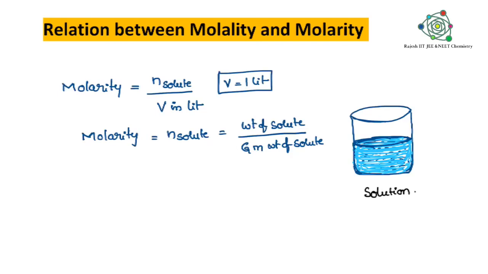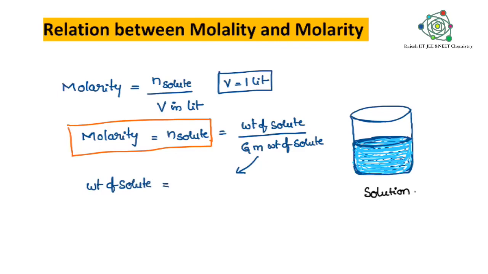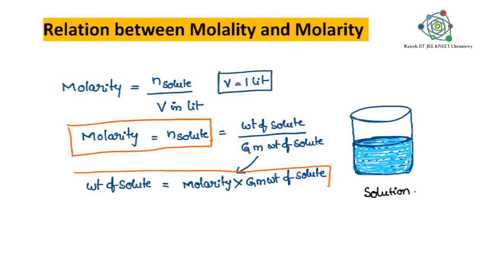So now here we need to remember two relations. Molarity is equal to number of moles of solute. This is one relation we will use at the end of this video. And the next one is, you can take weight of solute, or mass of solute, is equal to molarity into gram molecular weight of solute, no problem. This second relation also we will use at the end of this video. Is it clear? Any doubt in this part?